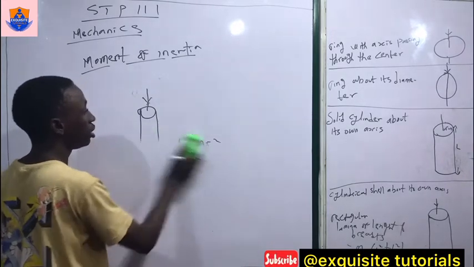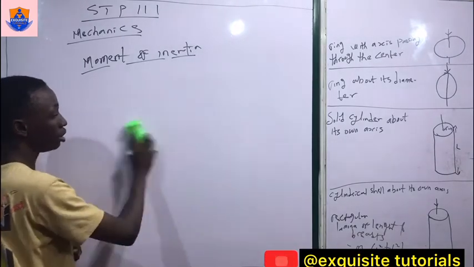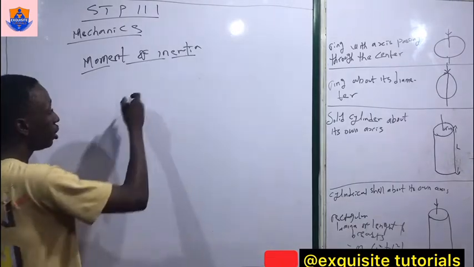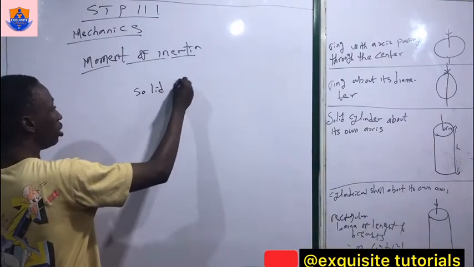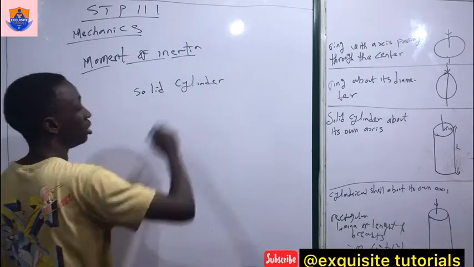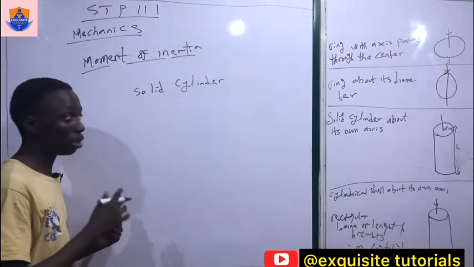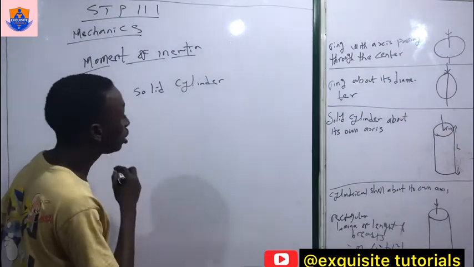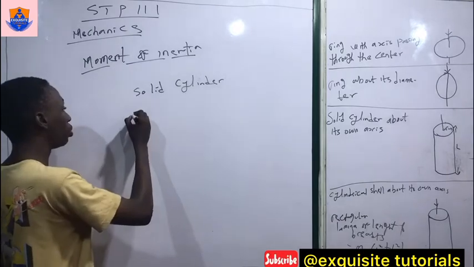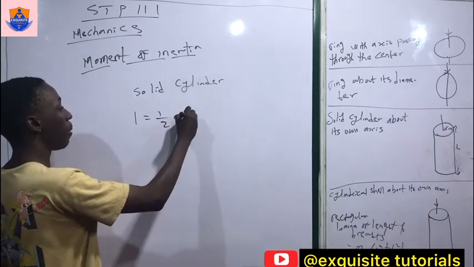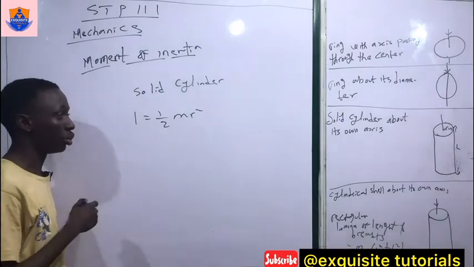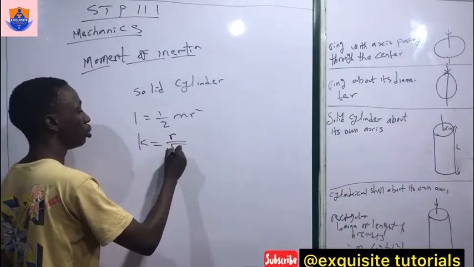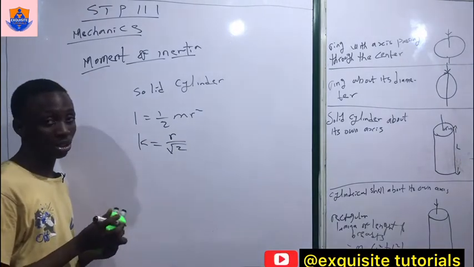Now, for a solid cylinder about its own axis. The one we did before was a cylindrical shell, but this will be a solid cylinder. Cylindrical shell and solid cylinder, they are different. So for a solid cylinder about its own axis, the moment of inertia is equal to 1 over 2 m r square. I'm sure we'll be able to calculate the radius of gyration from here. Radius of gyration, k is equal to r over root 2. Now note, the unit for radius of gyration is meter.